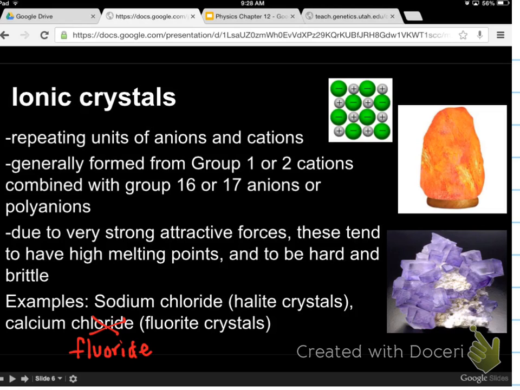If you remember trying to melt salt, these things have crazy high melting points. For most of them, you cannot melt them at anything that you can generate in a room like this. But they tend to be brittle. I could smash this salt crystal and get it to split and fracture pretty easily. They tend to be hard. They have really strong attractive forces because every single positive ion and every single negative ion is pulling them together.